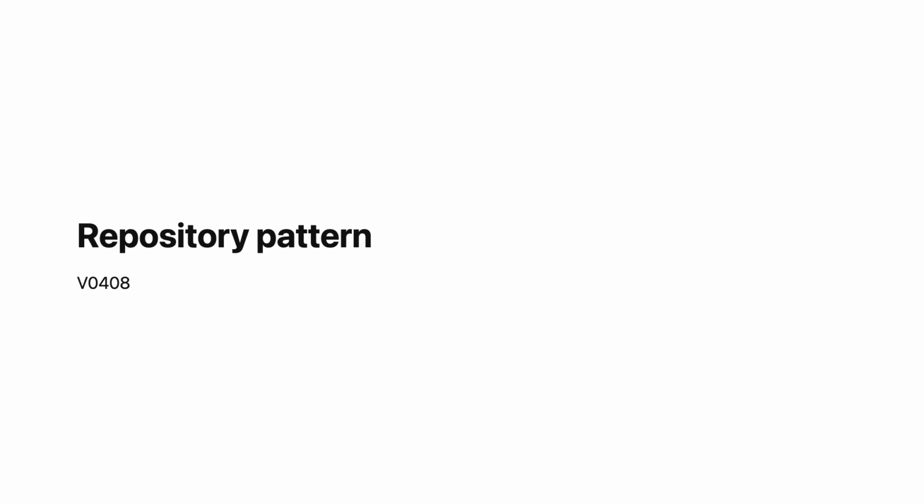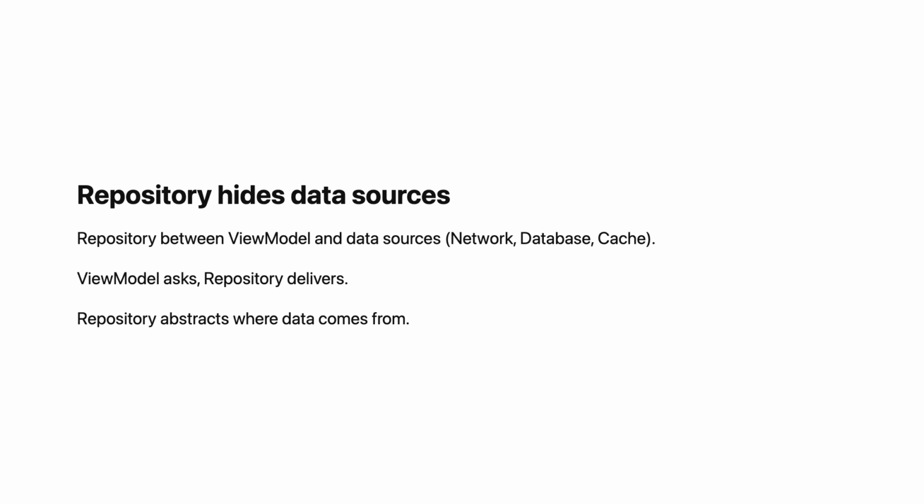A repository provides data to the application. It hides where data comes from. Network, database, in-memory cache. The caller just asks for data. The view model calls repository.getUsers. It gets users. It does not know if they came from network or cache.